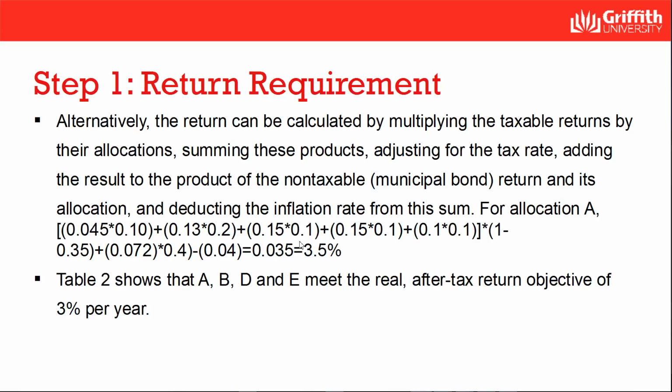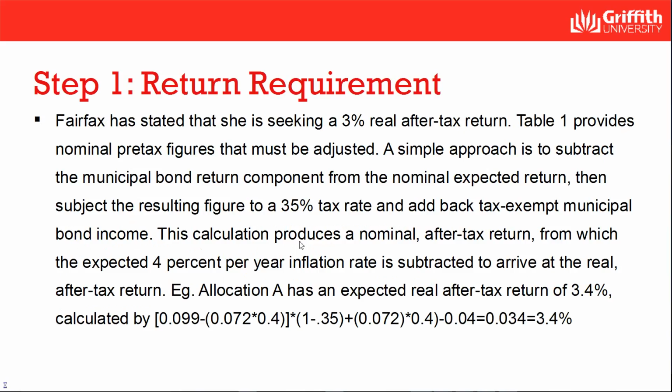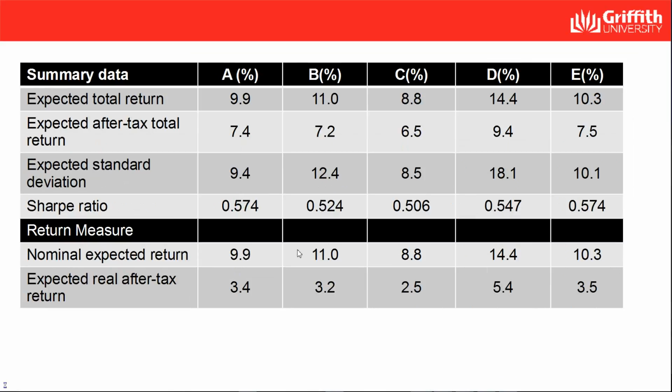And if we go back to table 2, when we've worked out these expected real after-tax returns for each portfolio, we need a portfolio that's over 3%. So portfolio A, portfolio B, portfolio D, and portfolio E all meet those return objectives, but portfolio C does not. So we eliminate portfolio C, or we potentially eliminate it.